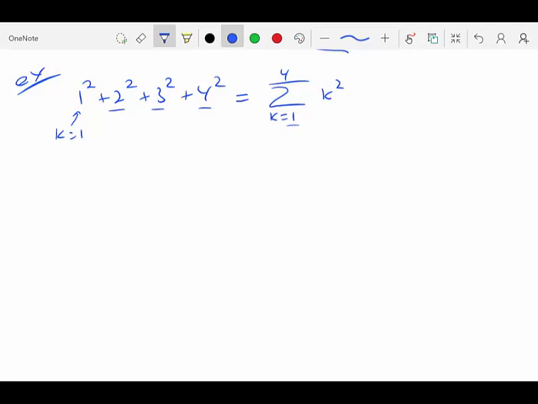So I let K equal 1, and then I would take K and square it. Then I would let K equal 2, and I would square it. I would let K equal 3 and square it, and so on.